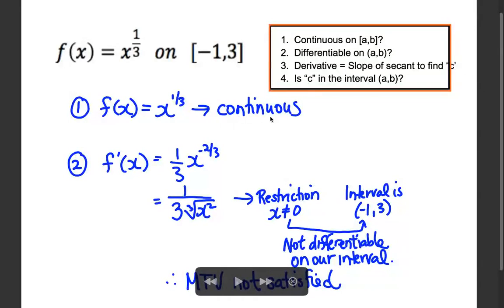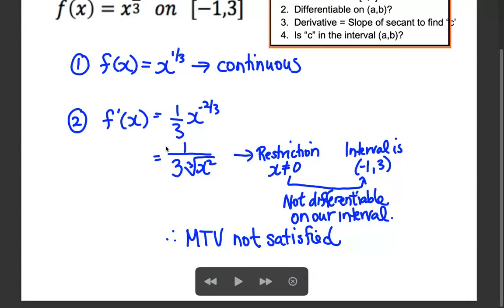So I saw that it's continuous, but when I calculated the derivative of this function, I end up with 1/3 x to the -2/3, which is the same as 1 over 3 times the cube root of x squared. So those two things are equivalent to each other. And this helps me visualize a little bit, because I know that if I have a fraction, the denominator can't equal 0. If I sub in x equals 0, the y value will not be a real number at this point. So there is a restriction on this derivative that x cannot equal 0.